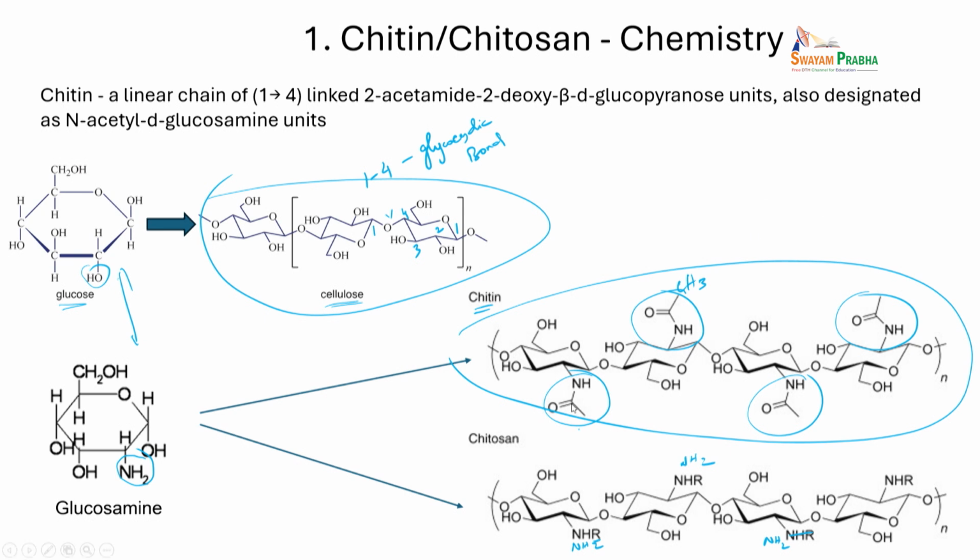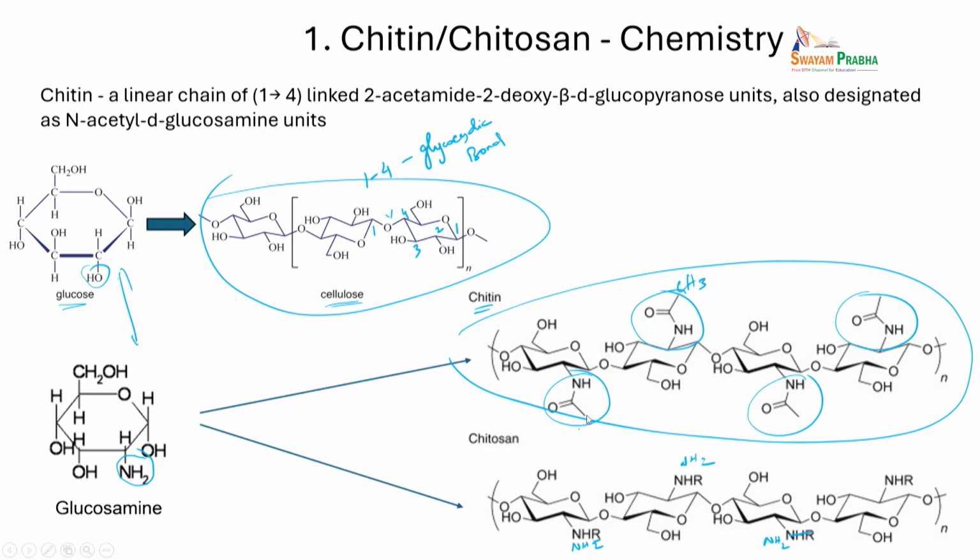Now if you deacetylate this, if you remove the acetyl group from here, then you get the amine group back, and that would be your chitosan. So the chemical difference between chitin and chitosan is the functional group here, whether you have an amine or an acetylated amine. If it is an acetylated amine, it is chitin. If it is simply an amine, it is chitosan.